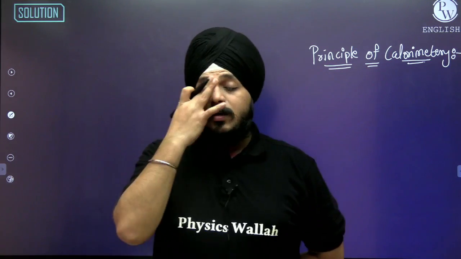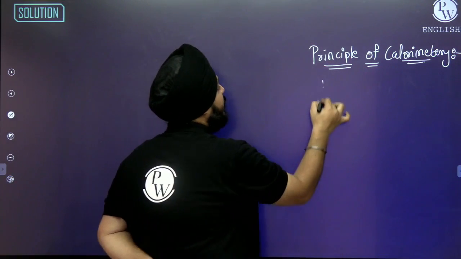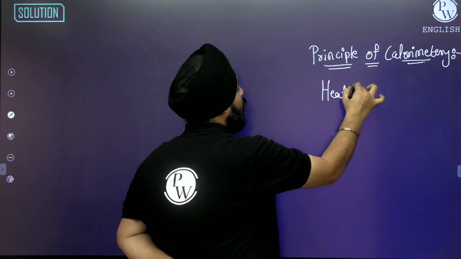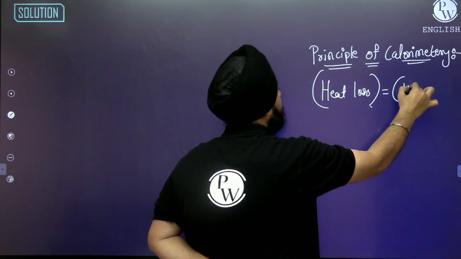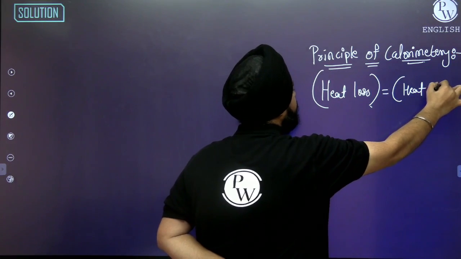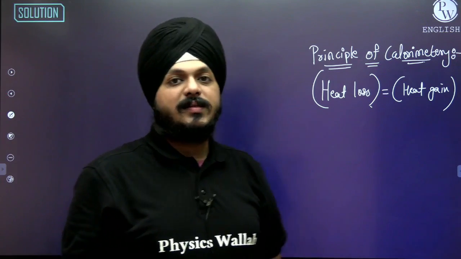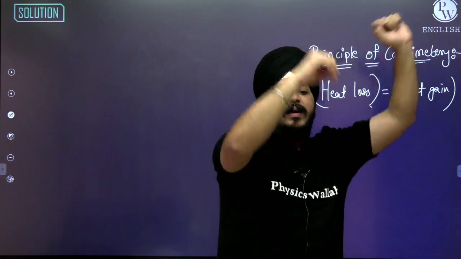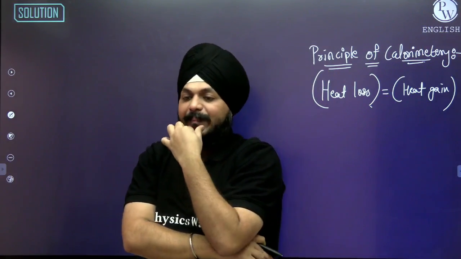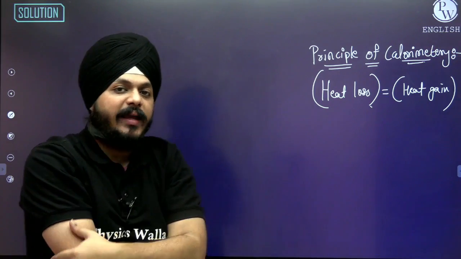What it states is that heat lost by one... This is the first step. First of all, we are going to directly solve this question. We have discussed this theory, right? Heat lost by the first is equal to heat gained by the second.